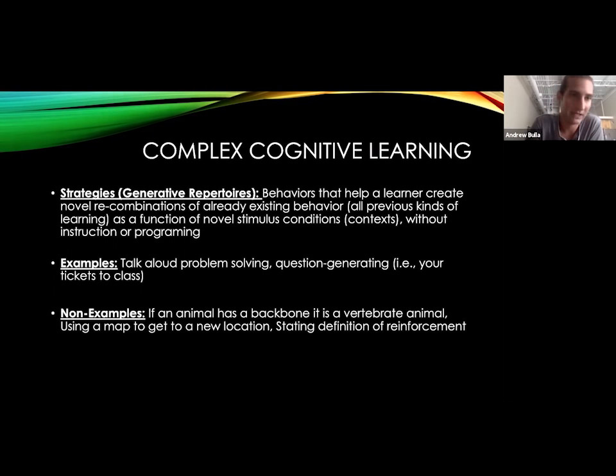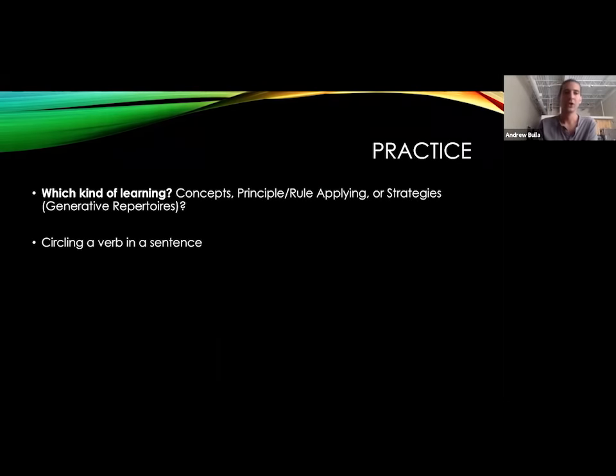Some non-examples are if an animal has a backbone, it's a vertebrate animal. So that's, again, living in that principle or rule. Using a map to get to a new location and stating the definition of reinforcement are all non-examples of strategies or generative repertoires. So let's practice here. So is it a concept, principle, rule, application, or strategies? Circling a verb in a sentence.